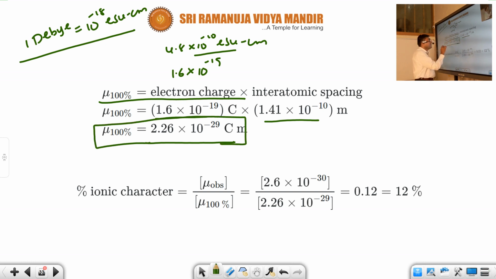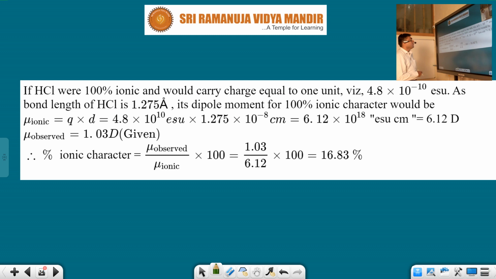So this is when the percentage of ionic character is 100%. But here what happened? Observed means the examiner will give the value. 2.6 is given by the examiner. So only 12% is the ionic character. Now let us see one more question.